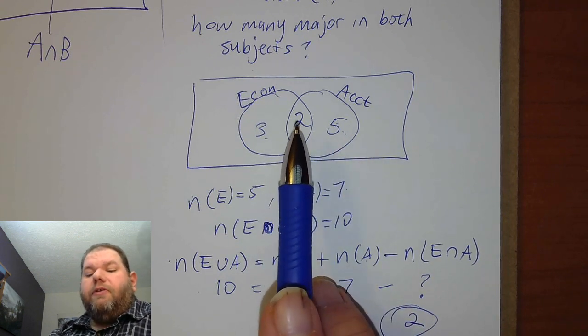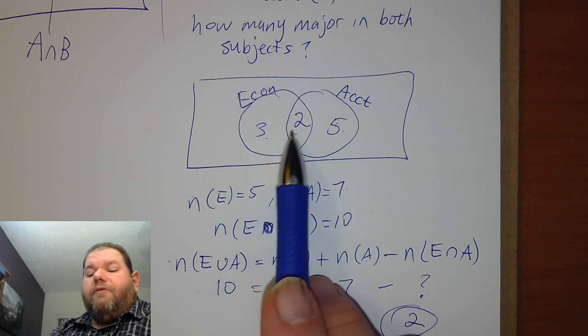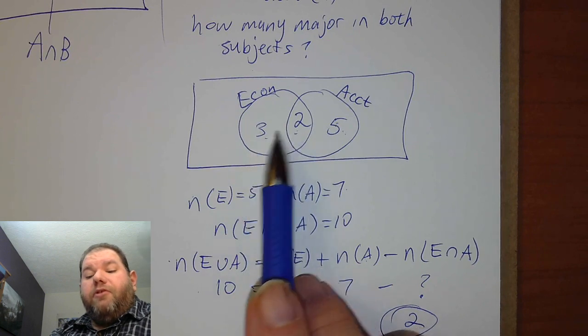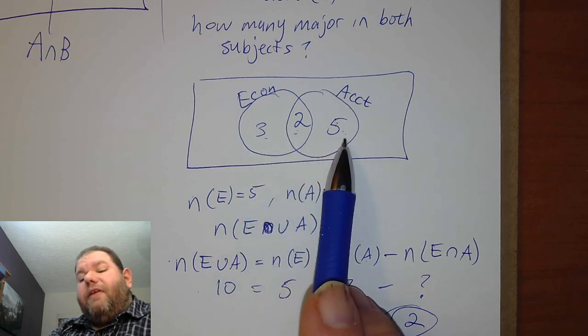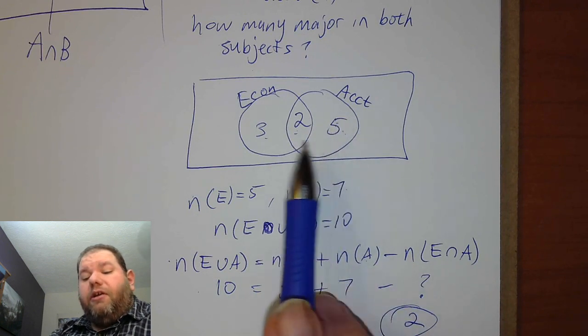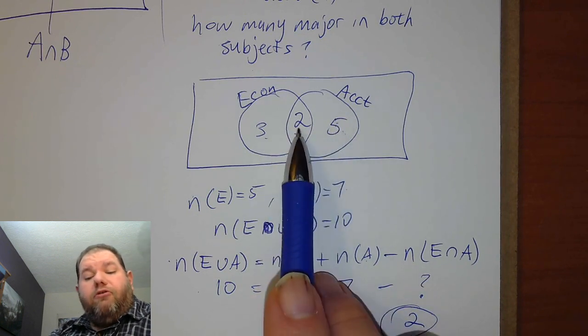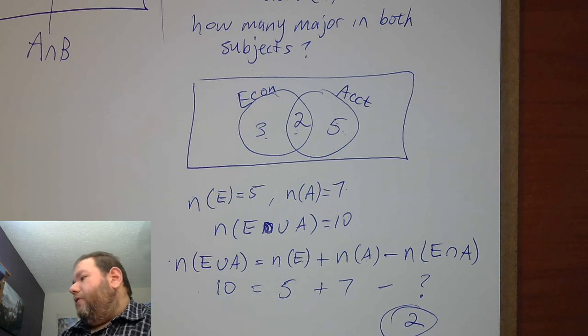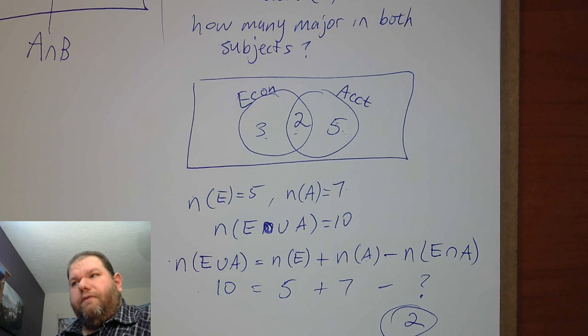They're double majors. So that means 5 are majoring in economics. These 7 are inside the accounting circle, so they're majoring in accounting, and that includes, in both lists, the 2 people that are majoring in both. Does that make a little more sense with the rule of counting there?